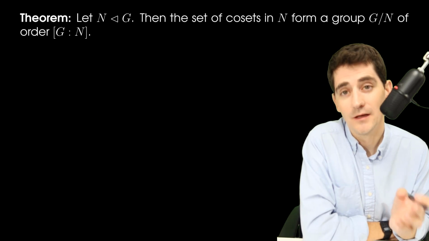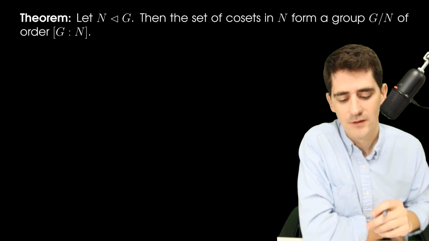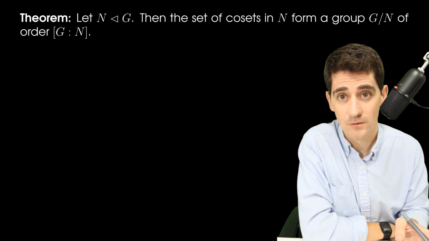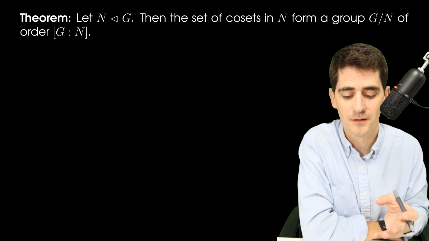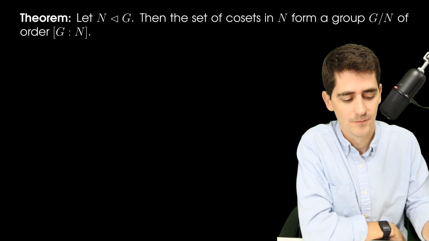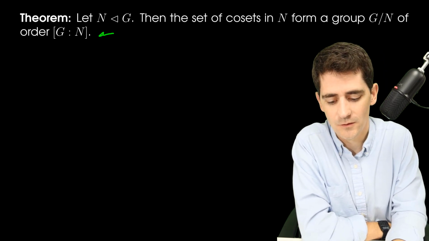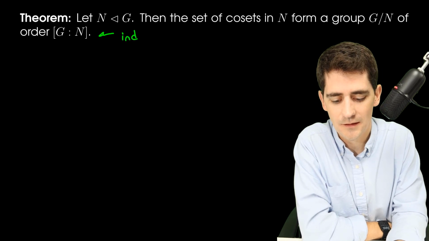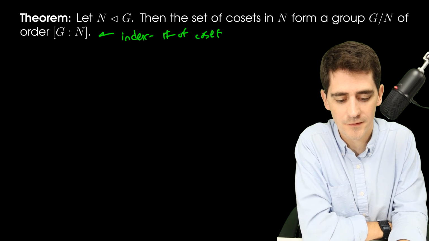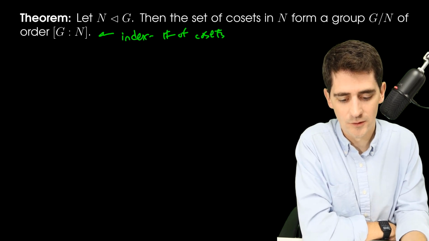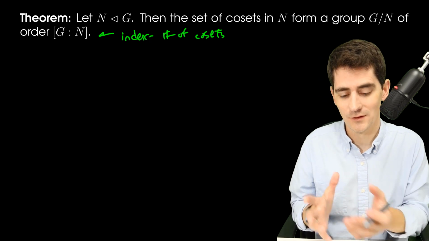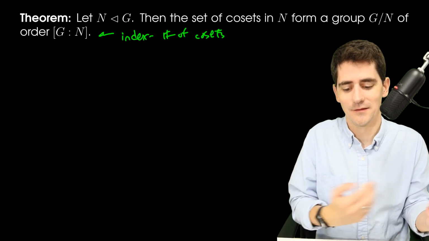We're going to let N be a normal subgroup of G. Then the set of cosets forms a group that we denote G over N. This is our factor group of N, and it has a cardinality of the index [G:N]. And just to remind ourselves, this is the index, which is the number of cosets. So of course, if the set of cosets forms a group, then how many things are in it? Well, just the number of cosets. That is what the index is.